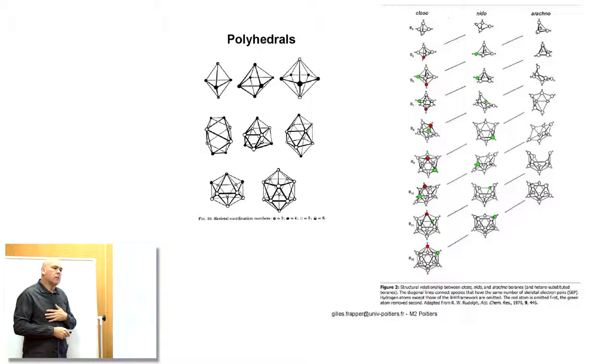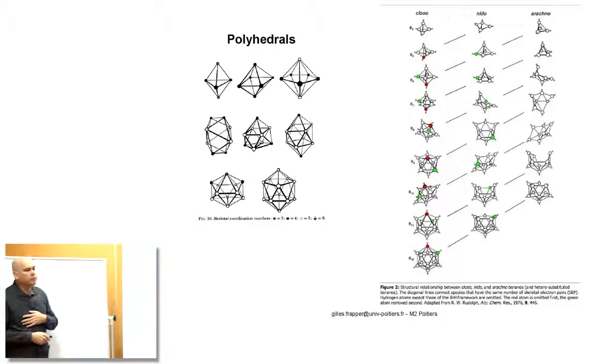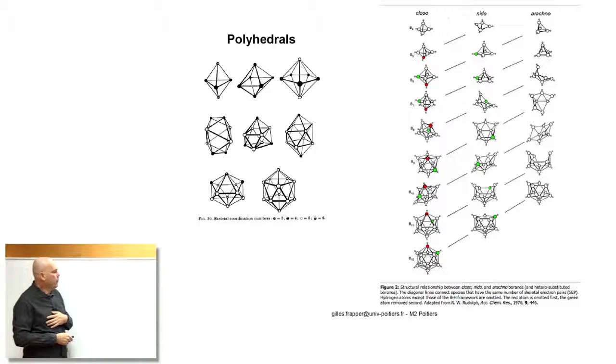Why these polyhedra? Ah, okay, I don't understand. Why are they not all possible shapes? Cube or something. Yeah.